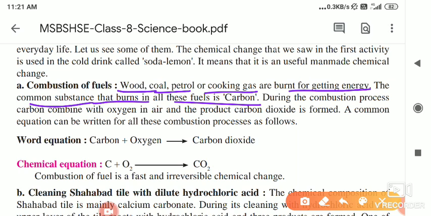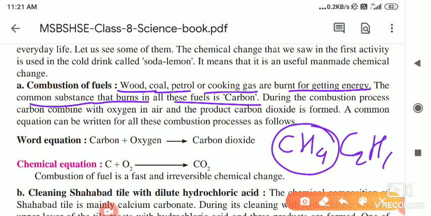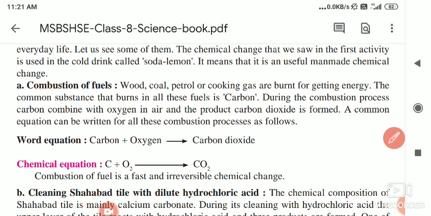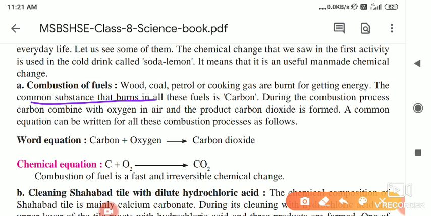If you see the example, methane gas, that is CH4, or ethane, C2H6. These gases are present in our cylinder. Otherwise, if you take the example of coal, wood, petrol or cooking gas, in all of these the main constituent is carbon. So the common substance that burns in these fuels is called carbon.